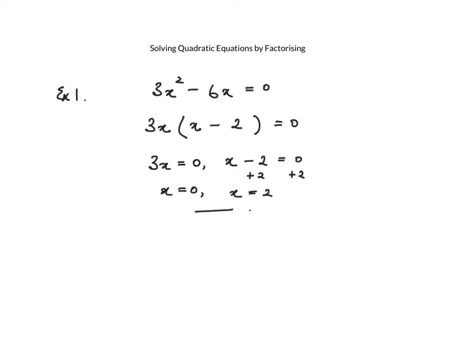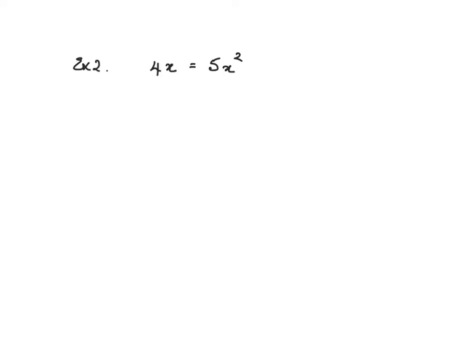So that's what's called solving a quadratic equation by factorising. And this first example involves the common factor. Now, the relevance of these points, we'll leave that for the next lesson. Here's the second example. Now, this is a bit strange.